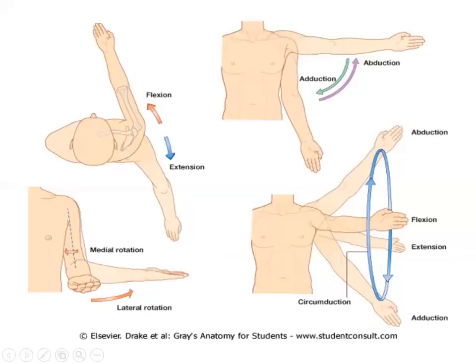So these are some of the movements done by the pectoralis major muscle. One is the medial rotation, then the adduction, then flexion, and bringing back to the normal position. These are some of the functions done by the pectoralis major muscle.